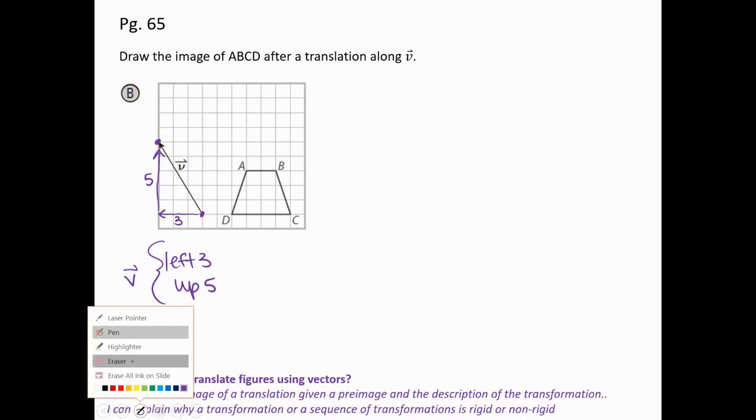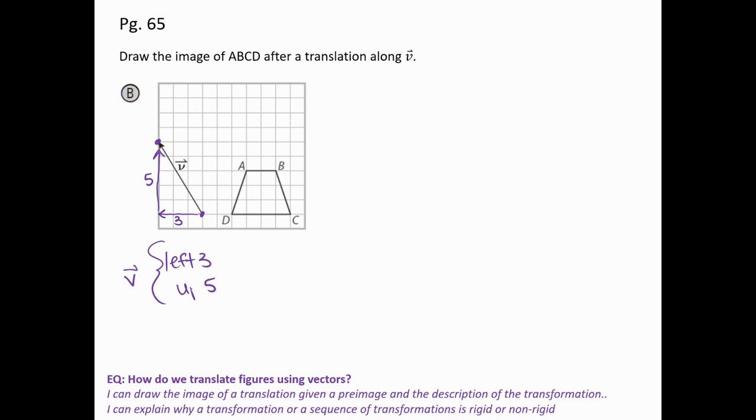Let me write that one more time, sorry. Okay, up 5, there we go. All right, so I'm going to start with A, left 3, up 1, 2, 3, 4, 5. There's A prime. Then I'm going to go left 3, up 5. There's B prime. Left 3, up 1, 2, 3, 4, 5. C prime. And left 3, up 5. D prime. Then I would connect the dots, of course.